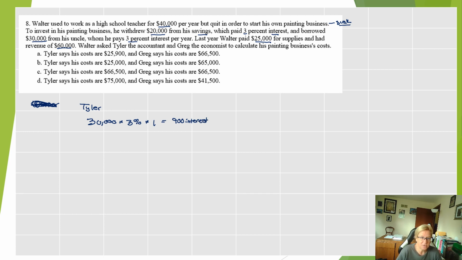He paid $25,000 for supplies. So his supplies are going to be $25,000. His total costs are going to be $25,900. Oh, painting cost. Okay, that's all they want is the cost. So 25,900. So we can see that it looks like it's going to be A, but let's double check with our economist. And our economist is Greg.